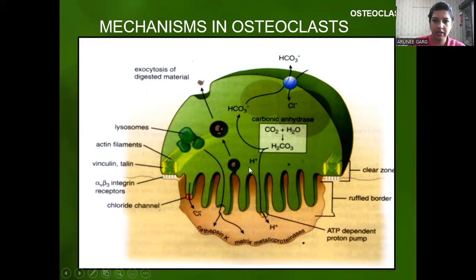This is the mechanism that takes place in the osteoclast. With the help of carbonic anhydrase, the hydrogen ions are finally released. The chloride ions come in and are secreted in the resorption bay. The hydrogen ions are secreted in the resorption bay. This clear zone, the muscle fibers here, help in maintaining the tight seal. And whatever resorbed bone is ingested is then exocytosed.